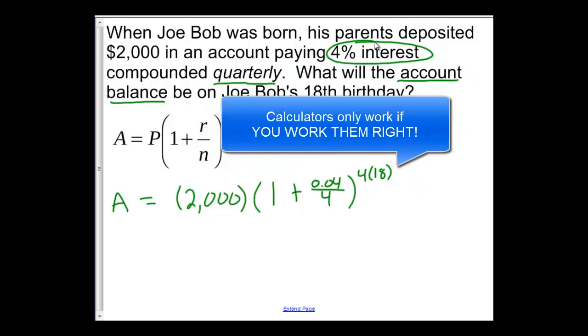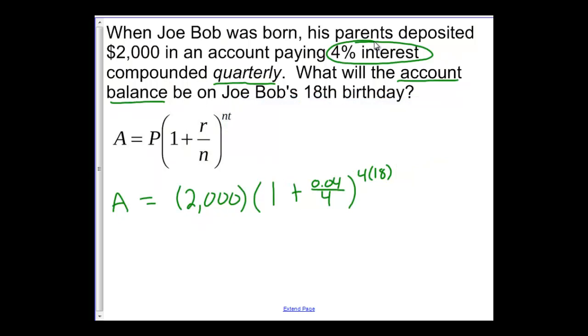This is what you'd want to write down to show your work. A lot of this we're going to do in our calculator, but A equals 2,000 times 1 plus 0.04 over 4, to the power of 4 times 18. Got to follow your rules of order of operations here.